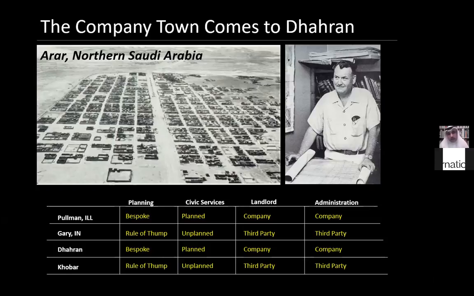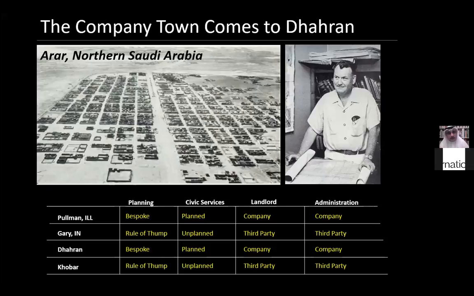But when it came to Khobar, ARAMCO changed policy 180 degrees. Planning Khobar was not bespoke because they probably didn't research their client. It would be just the general public of Saudi Arabia. So they used the simplest and easiest rule-of-thumb planning, which is the gridiron. The civic services were completely unplanned in Khobar. There were no specific sites for schools or hospitals; it would be just increments of the same 50 by 70 city blocks that ARAMCO created. The landlord would be a third party. ARAMCO had nothing to do with Khobar. They planned it and gave the plan to the government to run it. And the administration also was third party, between the government and whoever was developing whatever city blocks.